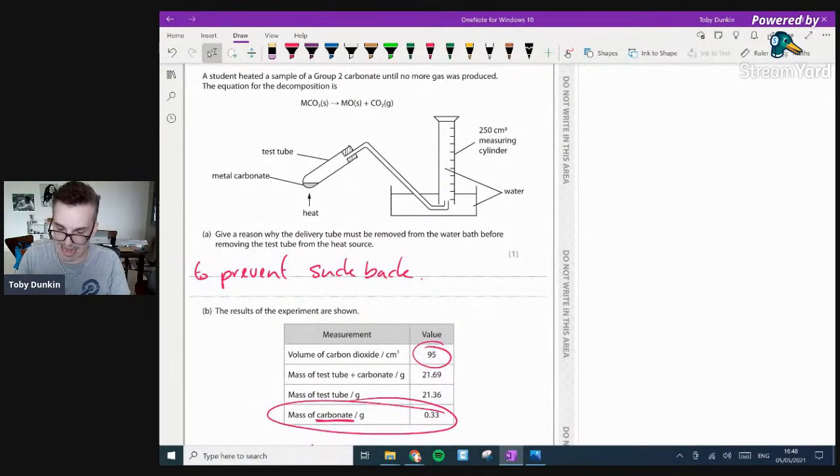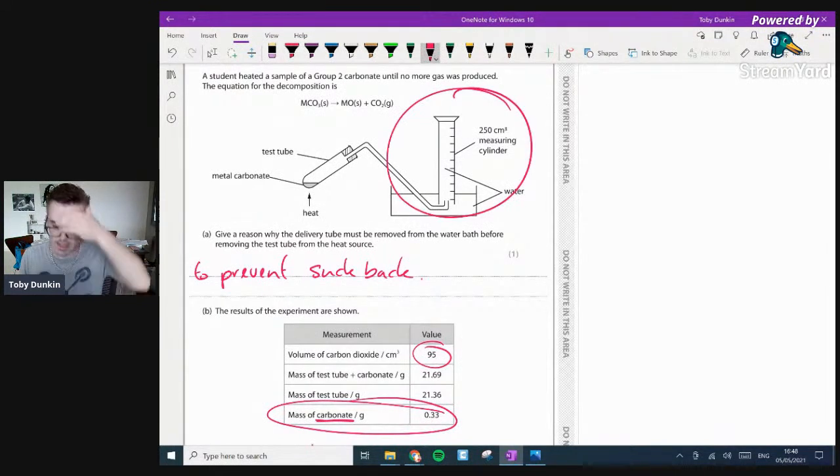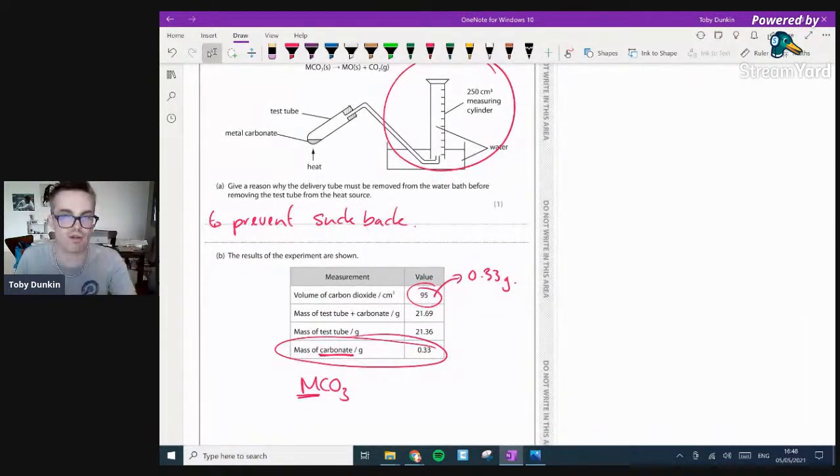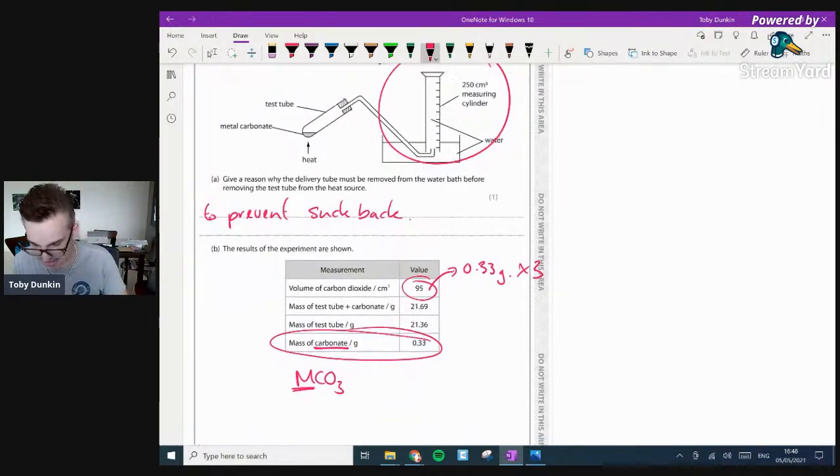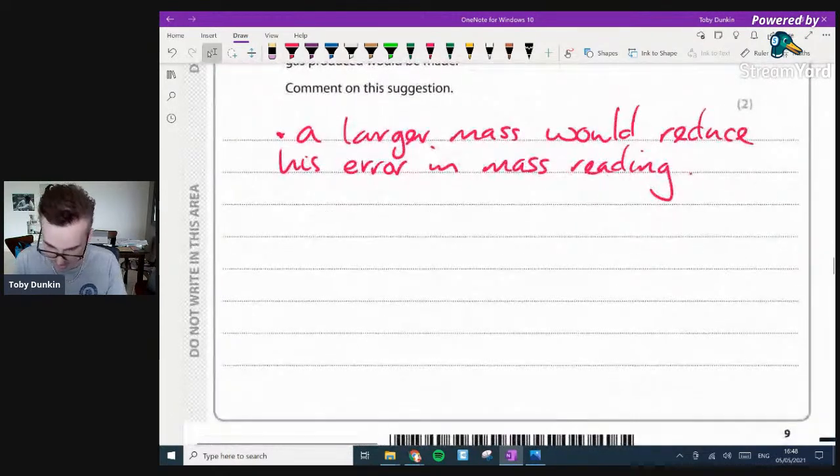okay, that's interesting. Now, the volume of the measuring cylinder is 250 centimeters cubed. He has already collected 95 centimeters cubed gas with 0.33 grams. Well, he's about to triple his mass. What that means is we're going to triple the volume of gas. 95 times 3, 285. The measuring cylinder can't hold it. That's a trap. That's hard.